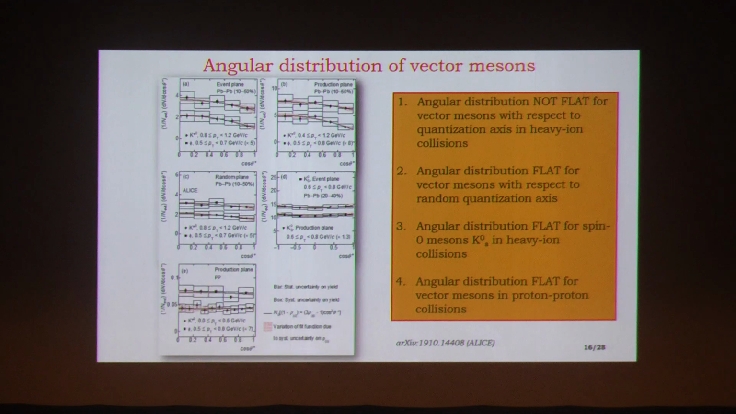Connection to PP collisions where both for K star and phi, they are pretty flat. So we fit it to get this value of rho 0, 0. If it's 1/3, there is no spin orbital angular momentum interaction or spin alignment is not there. Let's look at the rho 0, 0.